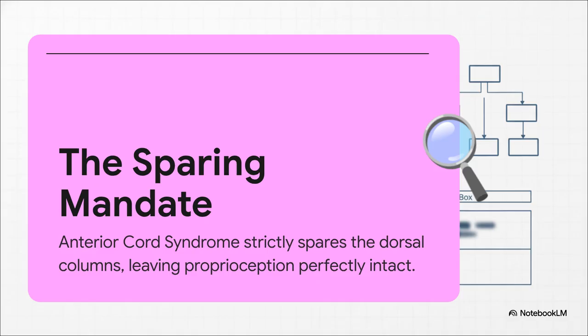The definitive diagnostic marker for anterior cord syndrome is the complete preservation of the dorsal columns. See, because the posterior spinal arteries supply the dorsal columns, an anterior spinal artery occlusion spares them entirely. So if your patient has massive bilateral paralysis, but they can perfectly sense the position of their toes, those dorsal columns are perfectly intact, and that isolates the ischemia strictly to the anterior supply.